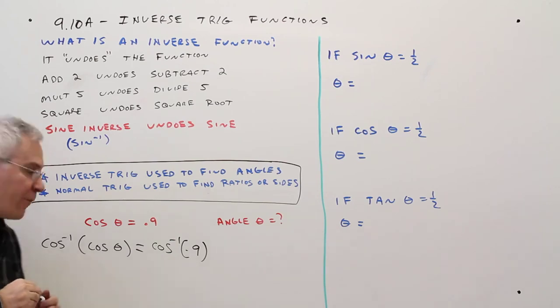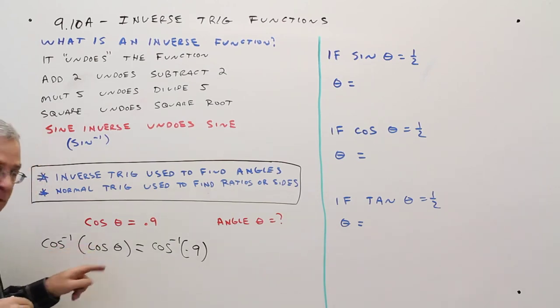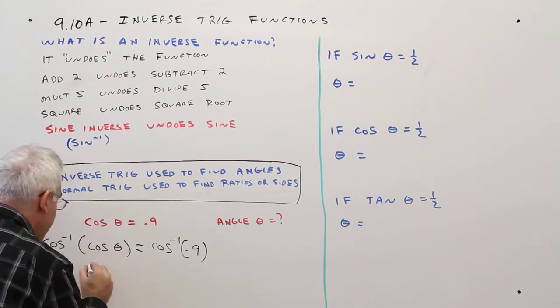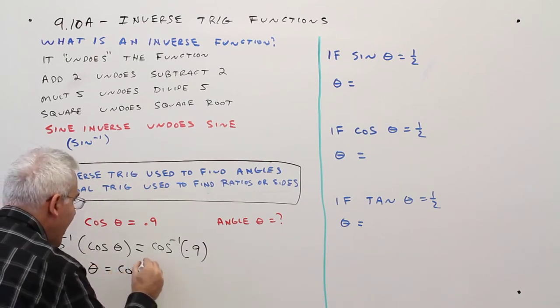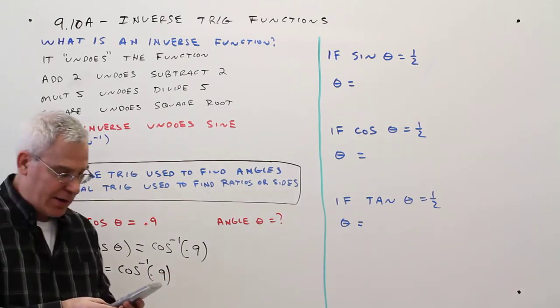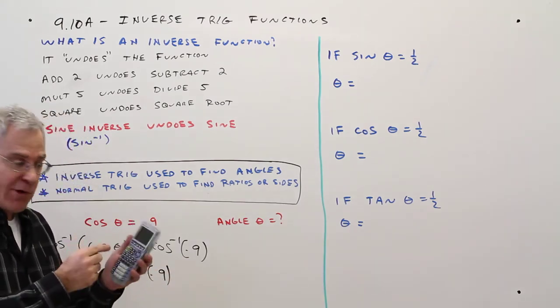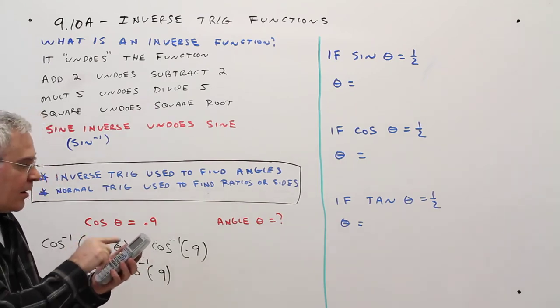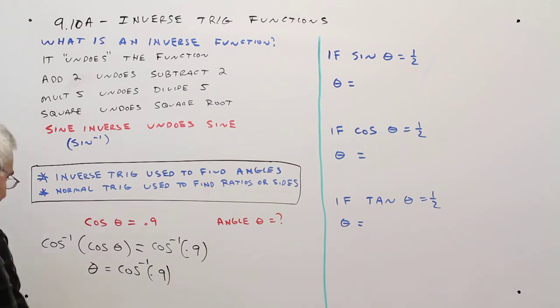And then just like before, the inverse undoes the function, so I'm left with just that argument inside. So theta equals cosine inverse of 0.9. And then you can take your calculator and go for the graph, second cosine inverse 0.9, and I get about 25.8 degrees.